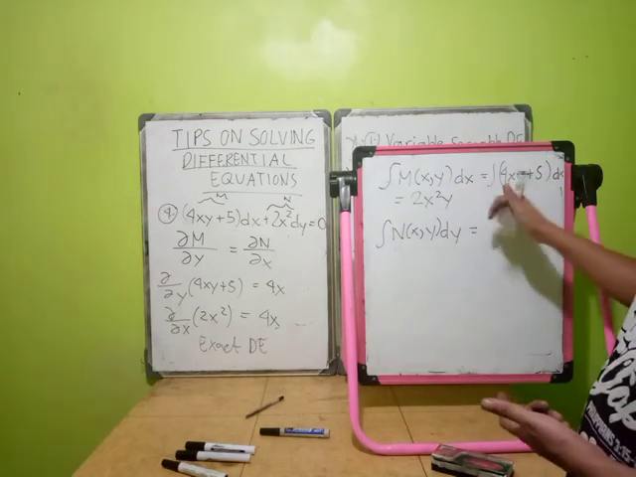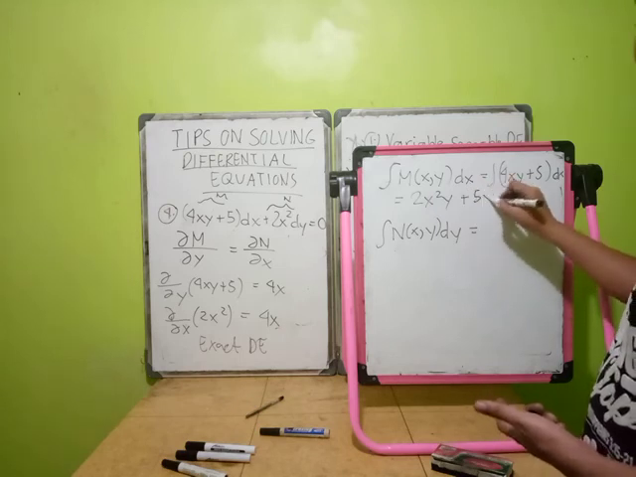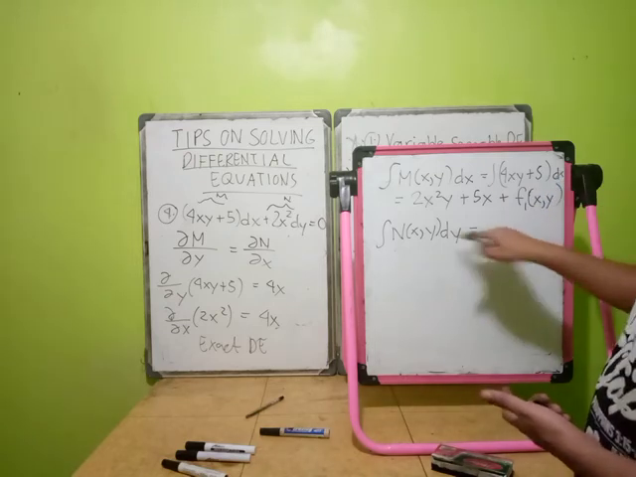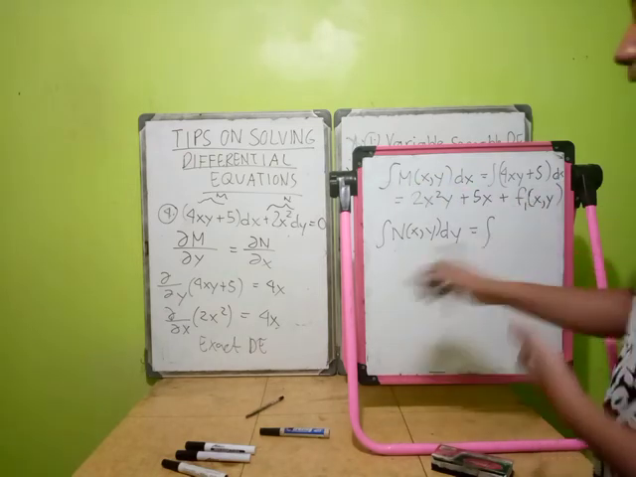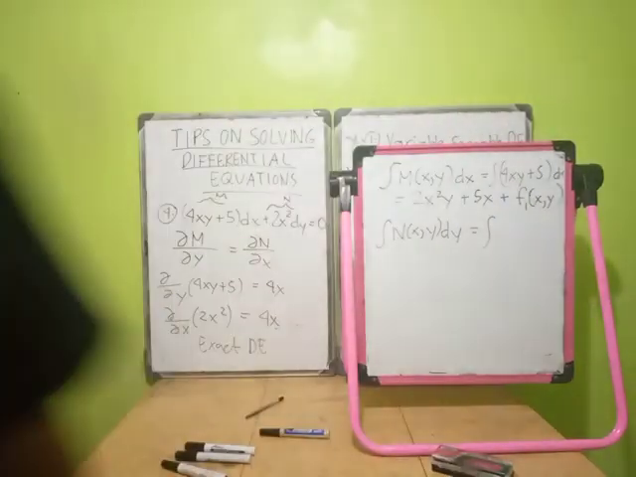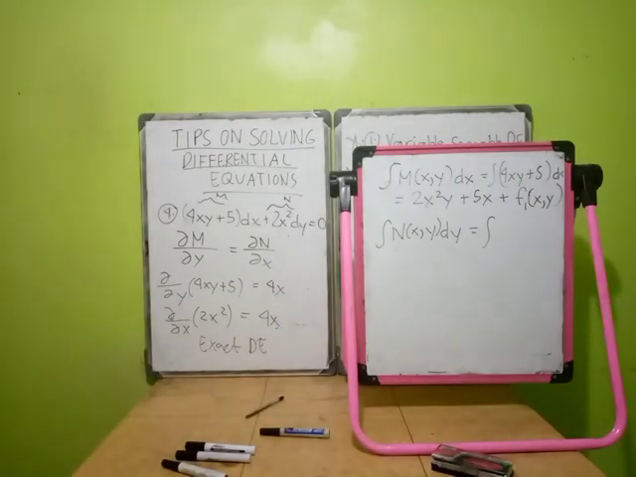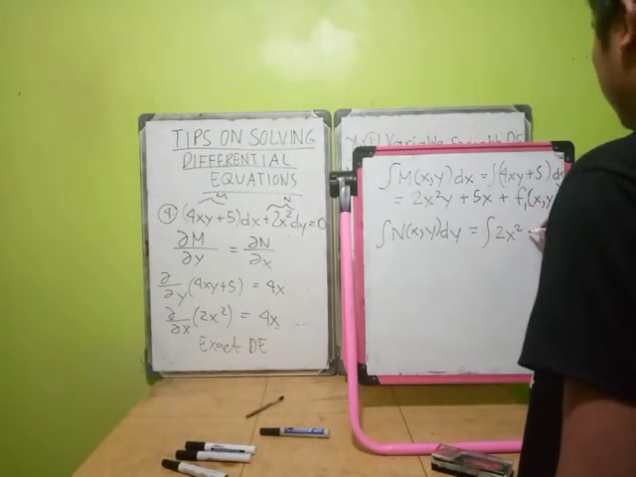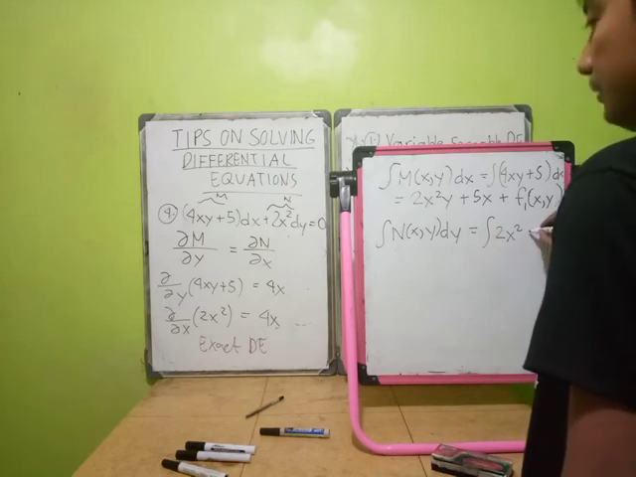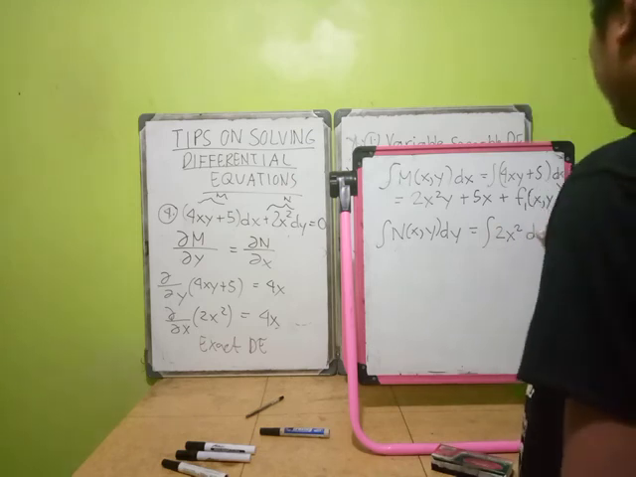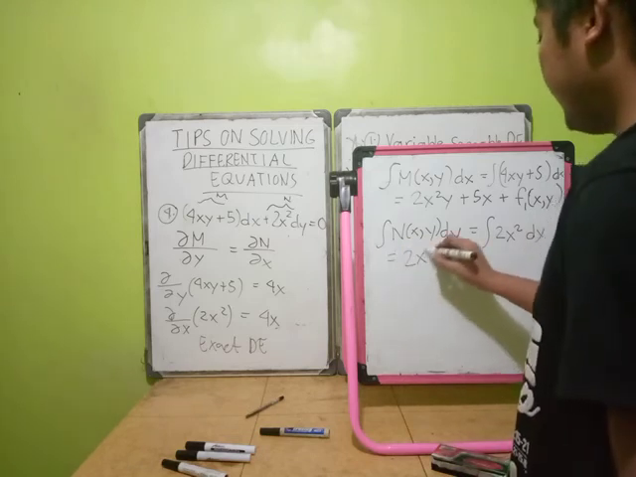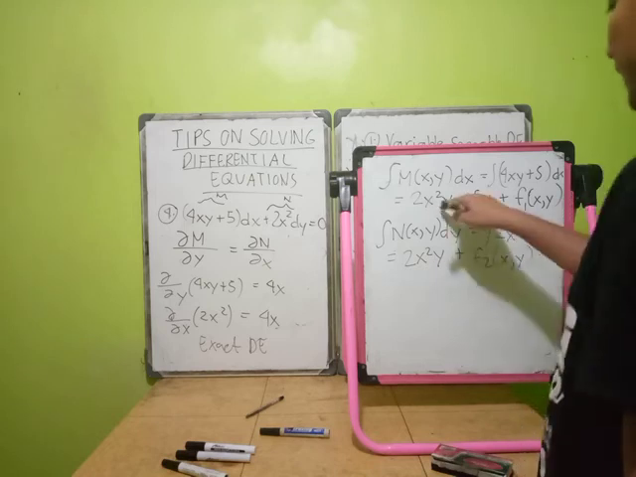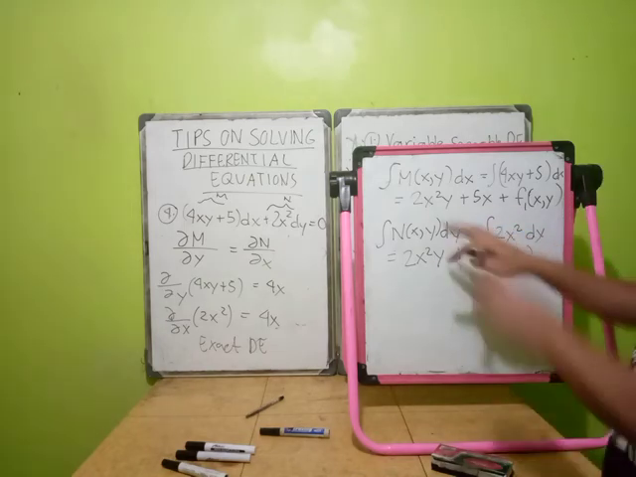Okay? So, integral of 4xy plus 5 dx is equivalent to, integrate mo lang, so 2x squared y plus 5x plus f1 of x of y. And then, you integrate n, ito yung n natin, 2x squared dy, so magiging 2x squared y plus f2 of x. Okay. So, parang similar lang sila. Okay, so you just collect.